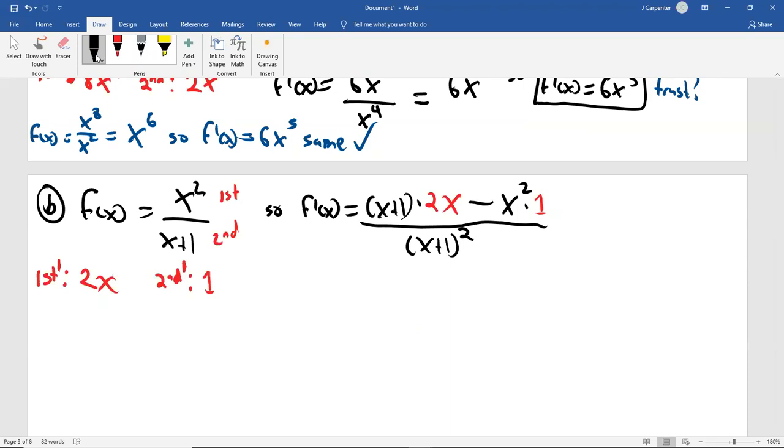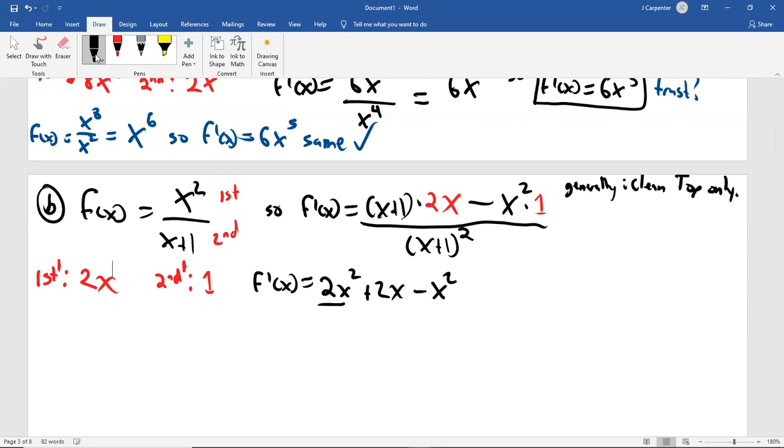Now, what we will generally do, generally, we clean up the top only. I'm not saying there aren't problems where we do something with the bottom. That's just usually what we focus on. So we get f prime of x equals. The 2x can be distributed to the x and the 1, so 2x times x is 2x squared. Then 2x times 1 is a plus 2x. Then we have a minus 1 times x squared, which is just minus x squared, all over the bottom, which is x plus 1 squared.